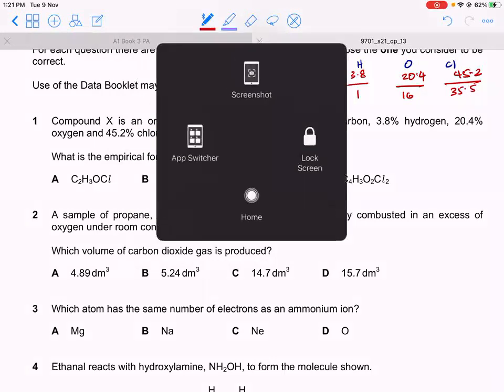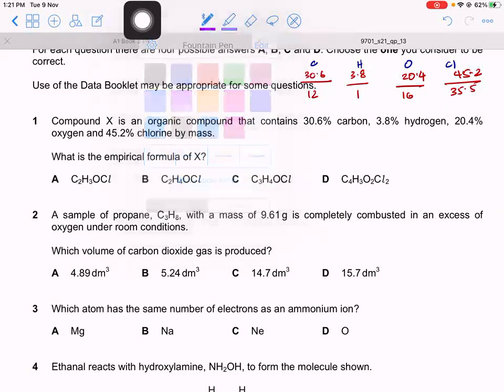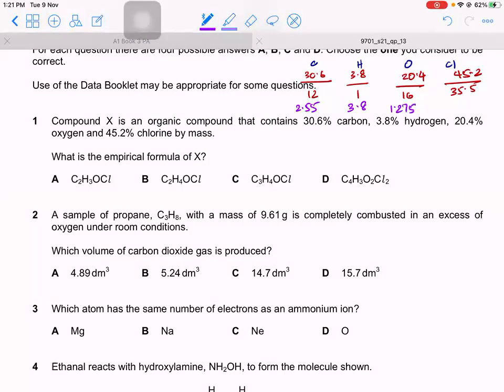So this comes out to be 2.55. This is 3.8. 20.4 divided by 16 is 1.275. And that is 45.2 divided by 35.5, that is 1.273. So the smallest is 1.273. So you divide it all by that number. So you divide these all by 1.273. And this comes out to be 1. This also roughly comes out to be 1.